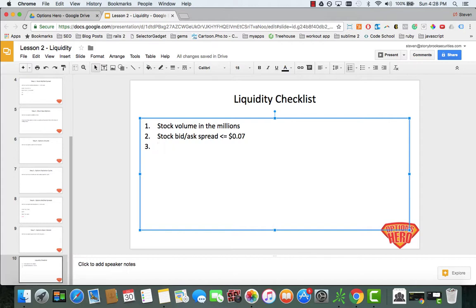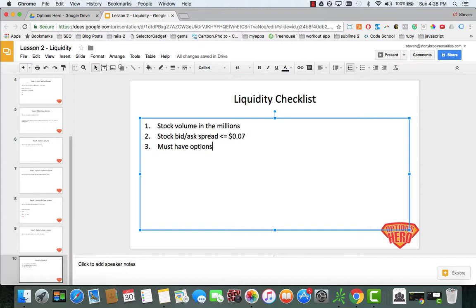But if steps 1 and 2 are good, we can move on to step number 3, which is must have options. Write this down: if there are not any options, your odds of making money can never be better than 50%. And you would never bet me on a coin flip. So why would you ever buy or sell stock where there are no options? That's step number 3. If step 3 is no good, we walk away.